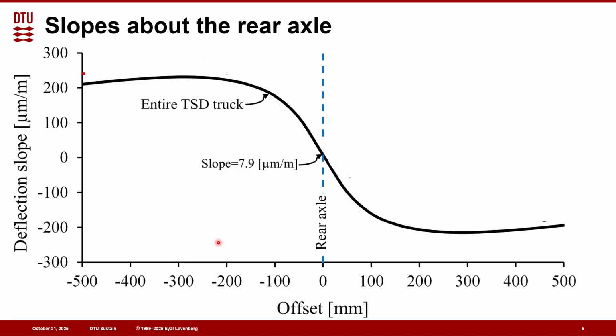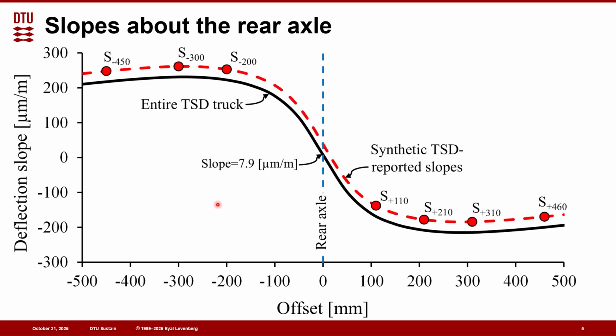It is not perfectly symmetric about the rear axle because at offset 0 there is a slope. And if we also consider that the TSD reported slopes take the actual slopes and remove from them the reference slope, the slope at the reference laser, then these would be the slopes reported by the device. And here you can see that at 0 offset, there is an even larger slope value.